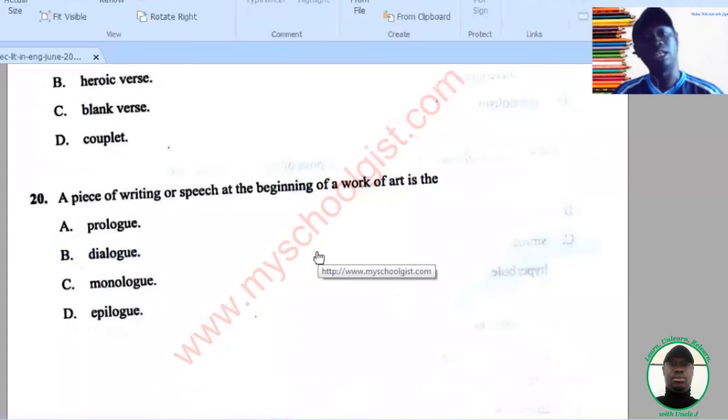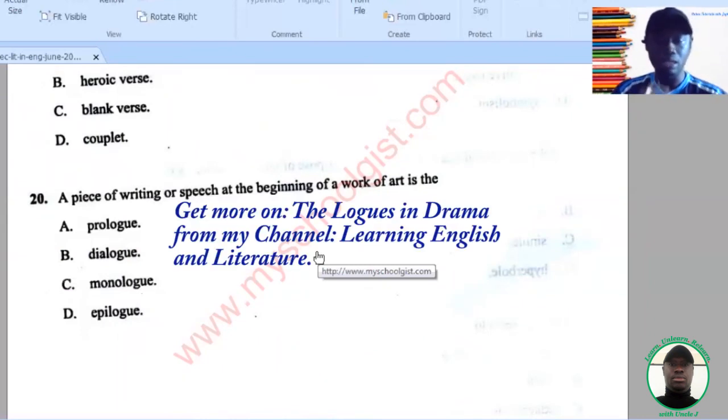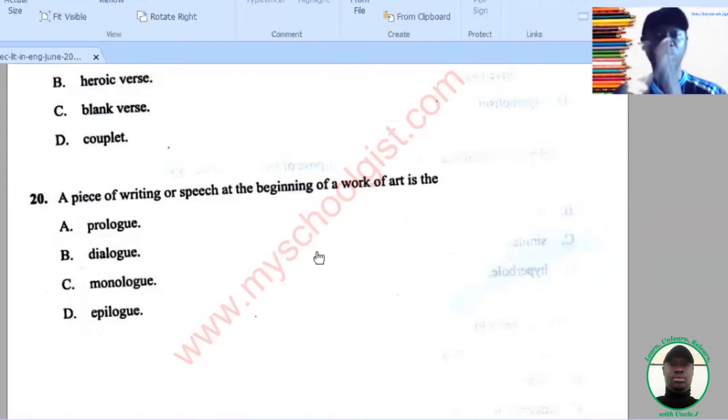The last question. A piece of writing or speech at the beginning of a work of art is the A, prologue; B, dialogue; C, monologue; D, epilogue. The correct option here is prologue. The dialogue is a conversation between 2 characters. A monologue is a long speech by a character on stage to the audience. An epilogue is a piece of writing or speech at the end of the work. So the prologue is the correct answer.